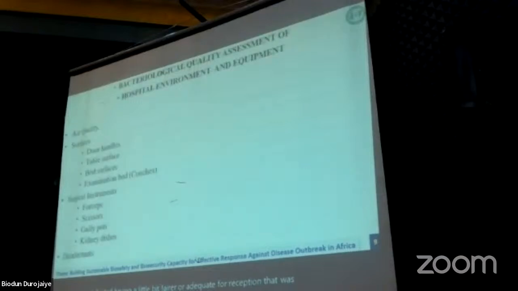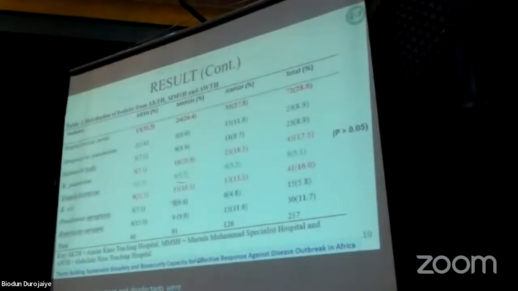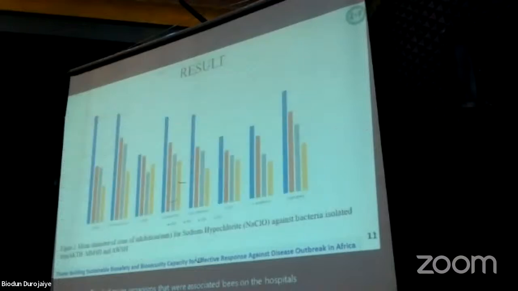These are the bacteriological quality assessment. From the objectives, the work is divided into 2 aspects, where the first objective is the biosafety risk assessment, and the second aspect of it is the bacteriological quality assessment, where the air, surfaces, surgical instrument, and disinfectants were assessed and some microorganisms were isolated. These are the microorganisms that were isolated based on the hospitals and their percentage. A graphical presentation of the microorganisms.